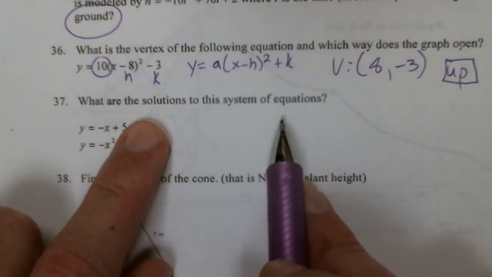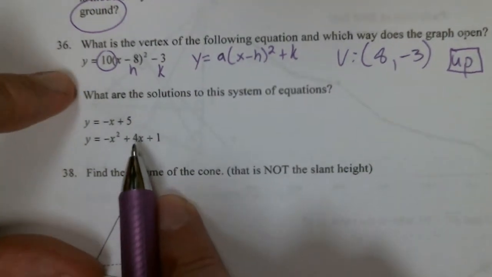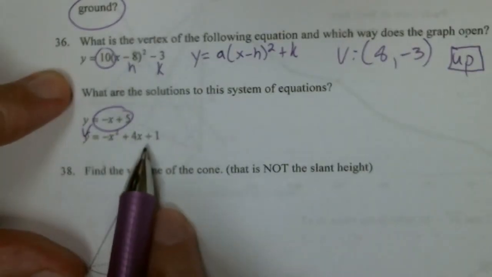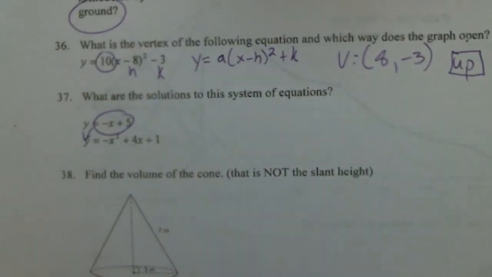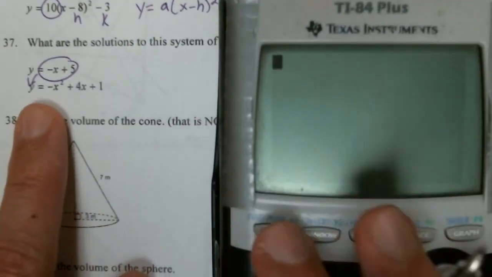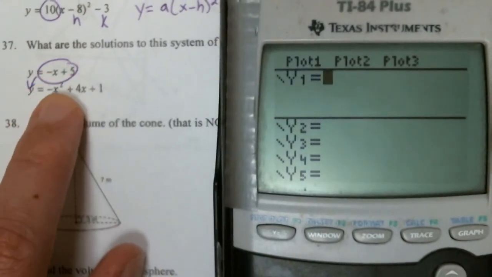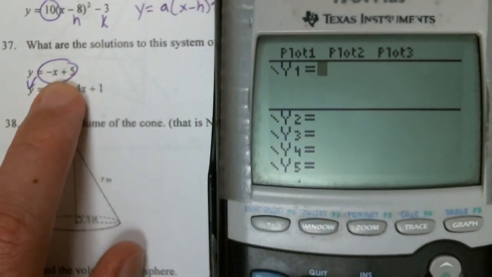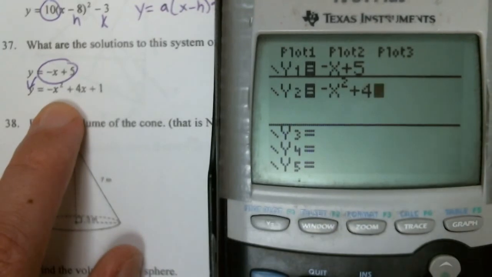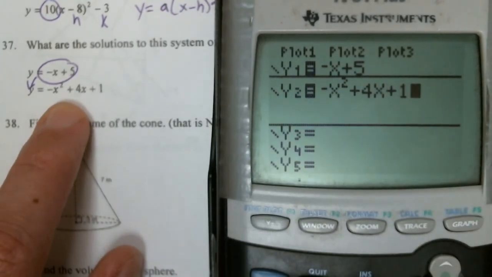What are the solutions to this system of equations? You can solve this manually. I can do substitution. I can take this guy and substitute him in for y, and I'll have a quadratic that I got to solve by hand. Or you can use the trick that Mr. Manise showed you, which is to use the intersect feature. I'm going to go y equals, and I'm going to type in these two expressions. I got negative x plus 5. Drop down. I got negative x squared. Do this with me. 4x plus 1. Okay. Make sure you guys got that typed in your calculator.